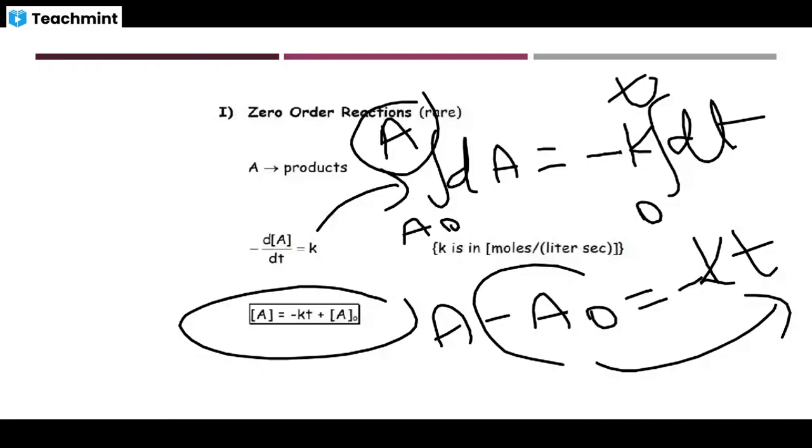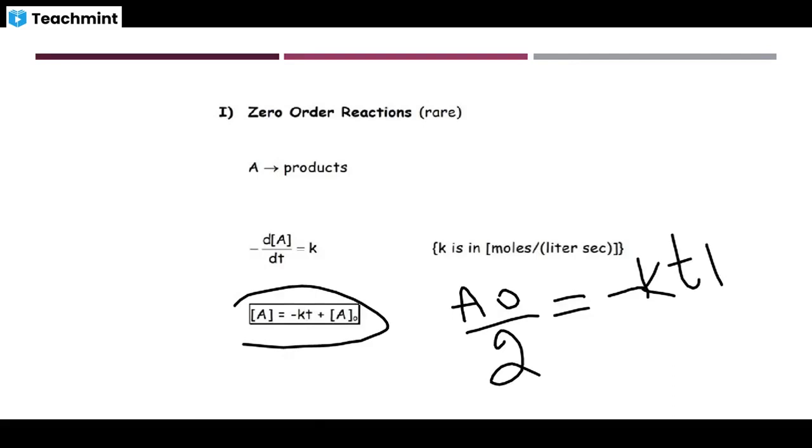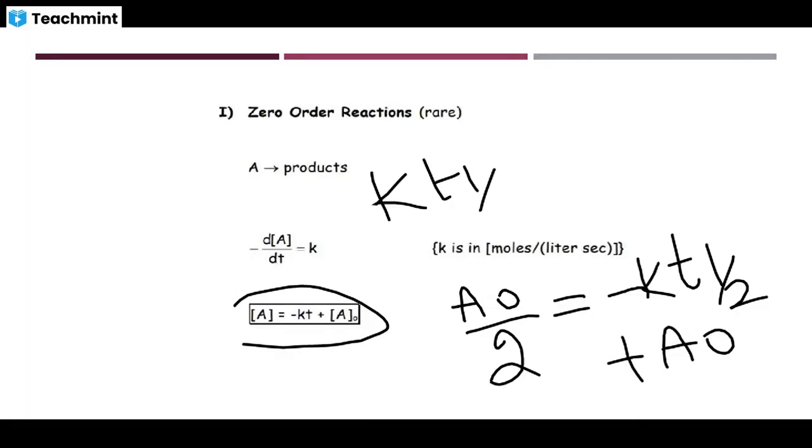Take the equation and substitute A equal to A naught divided by 2, so A naught by 2 equals minus k times t half plus A naught. Take this side: k times t half equals A naught minus A naught by 2, then you get A naught by 2.